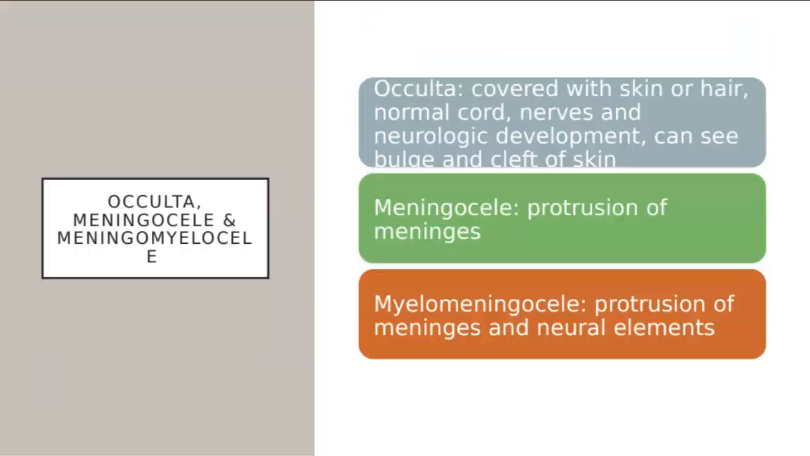So what are our different types? It's also important for us to make sure that we are documenting the precise level and size of where this is occurring. So different types. We have spina bifida occulta. We then fall into meningoceles and meningomyeloceles.